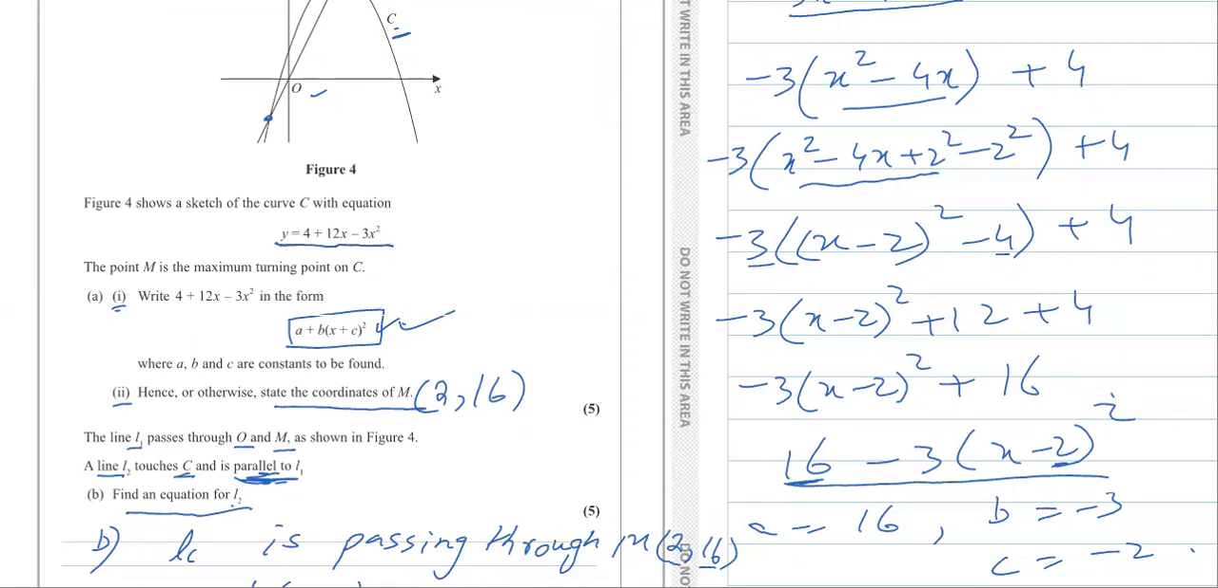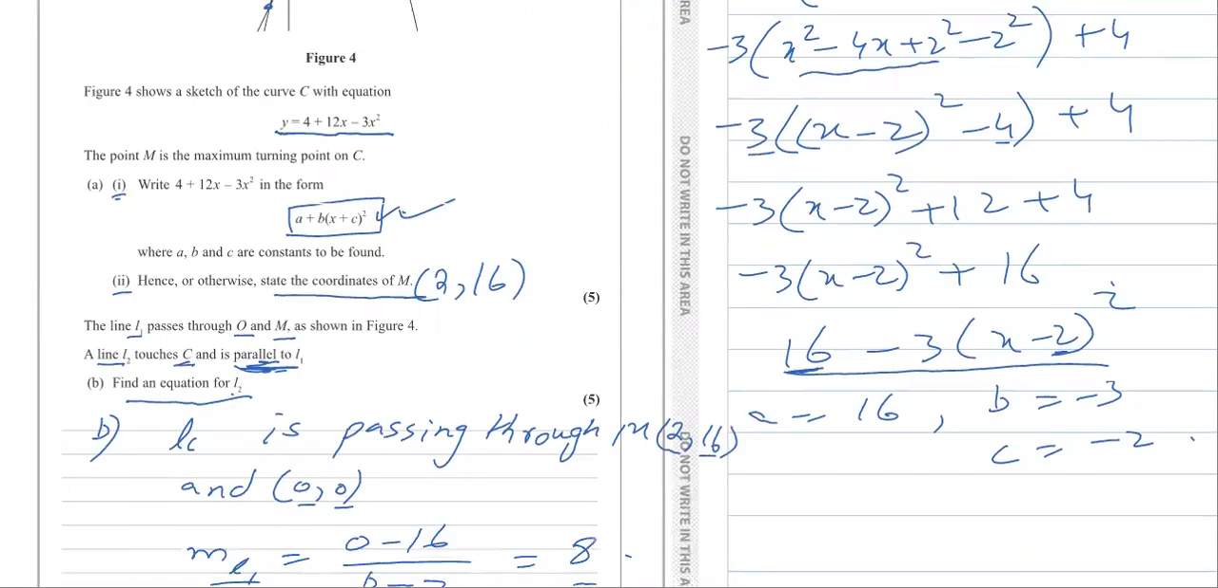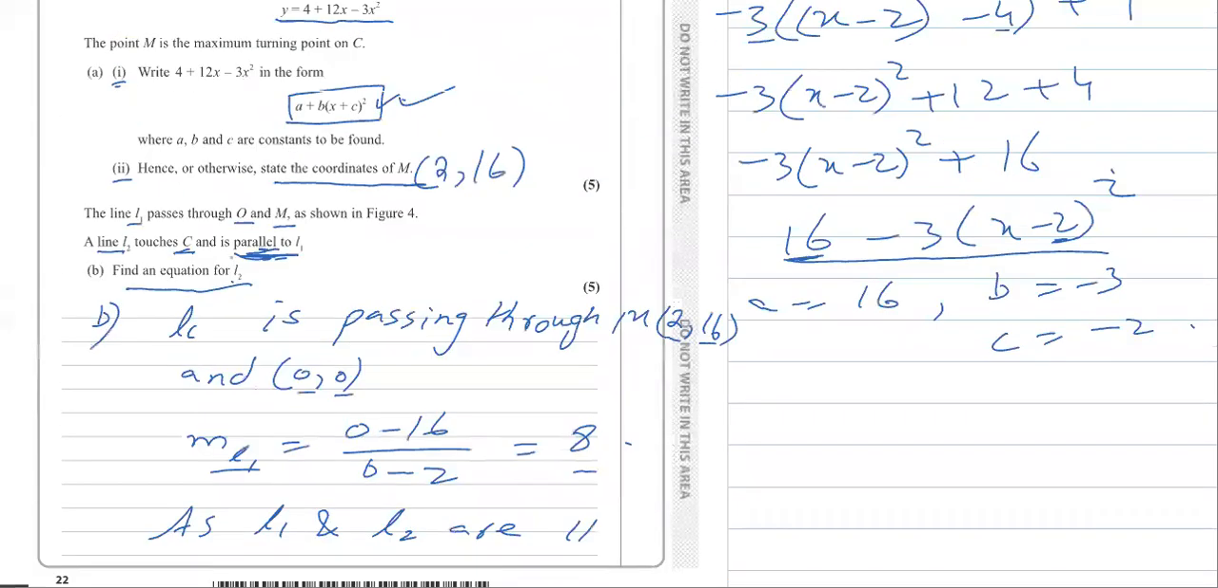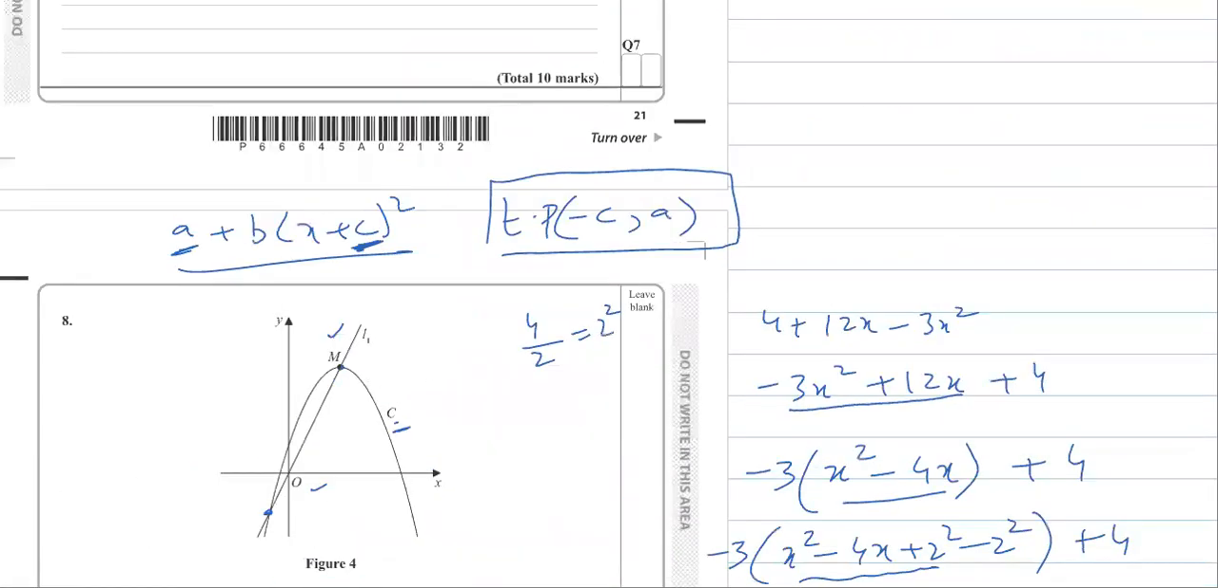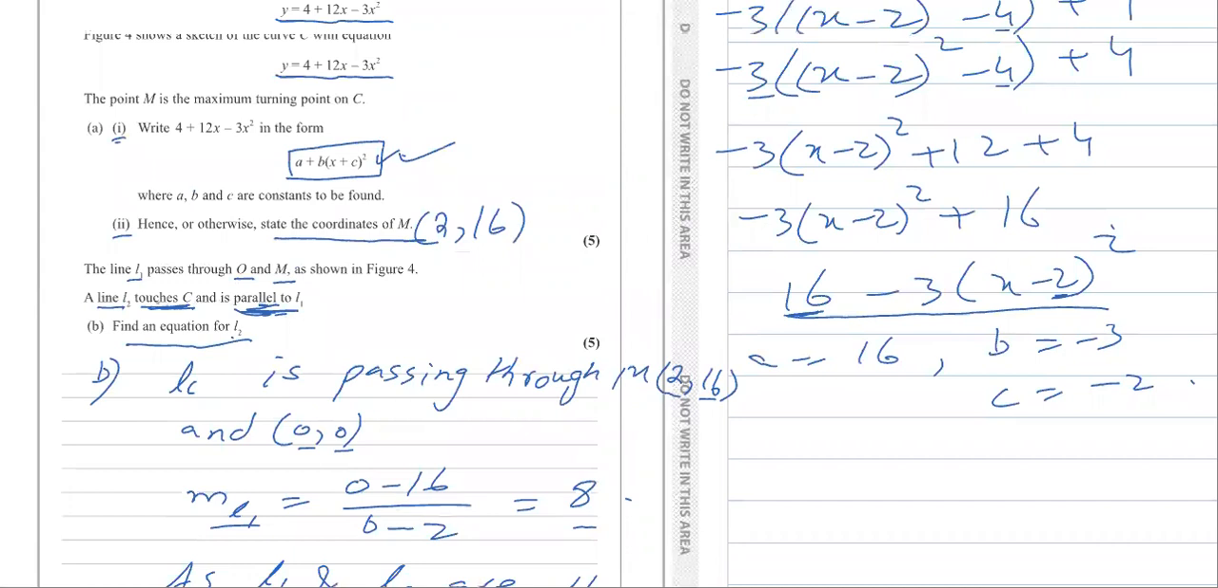This is curve C. The curve C is y equals 4 plus 12x minus 3x squared. Now it touches the curve C. One of the conditions can be, as this is a curve, it's not said that it passes through C. It touches C. Yes, if it just touches, it means it is tangent to C, because L2 touches C, so it is tangent to C.